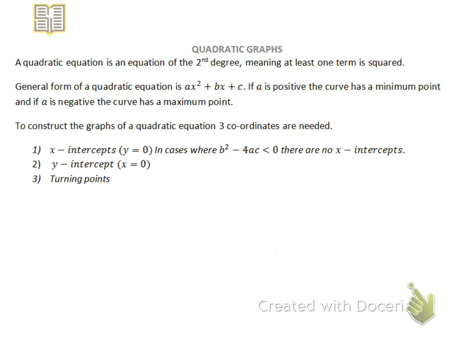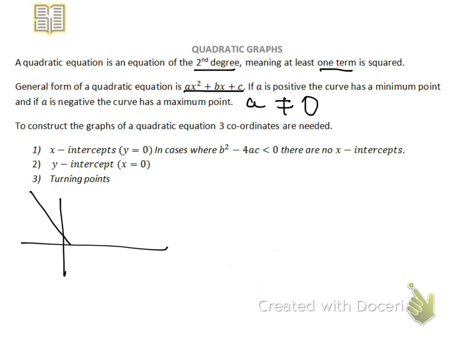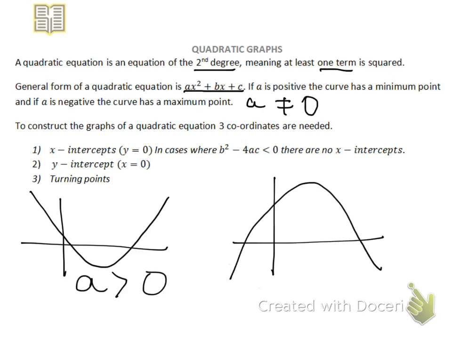Basically, a quadratic equation is an equation of the second degree, which means that at least one of the terms is squared. The general form of a quadratic equation is given by ax squared plus bx plus c. It is important to note that the value of a, which is the coefficient of the squared term, cannot be equal to 0. If the value of a is positive, the curve will have a minimum point, and if the value of a is negative, the curve will have a maximum point.